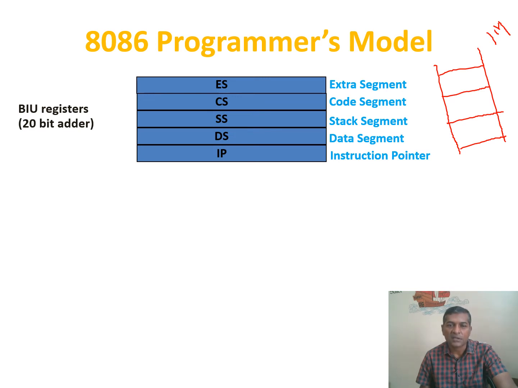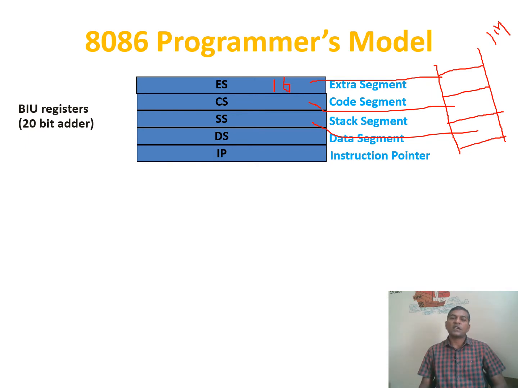These registers are 16 bits in size, and we store the starting address of the segments into these segment registers. Why do we store these in segment registers? Because we need to find out the starting location of those segments. Once we find the starting address of the segment, we can then make use of the further locations in that segment for storing information.